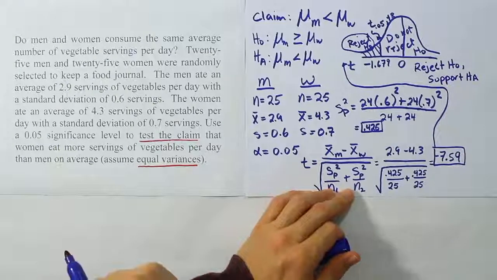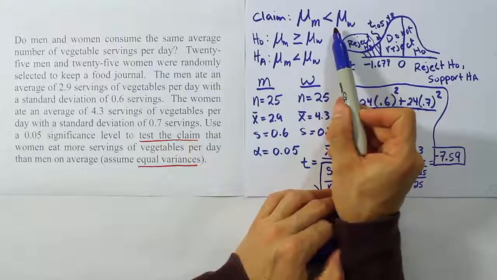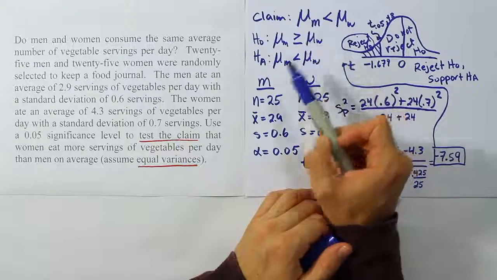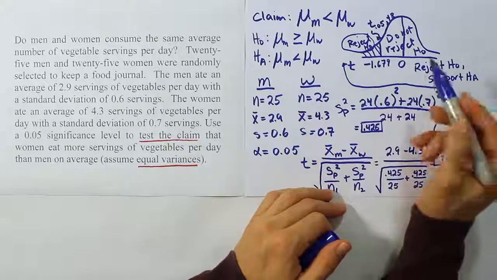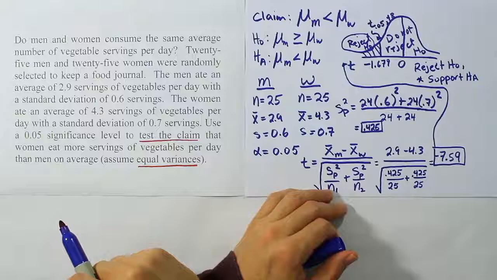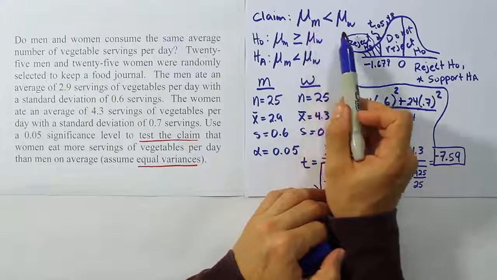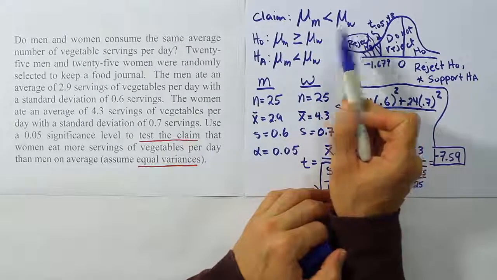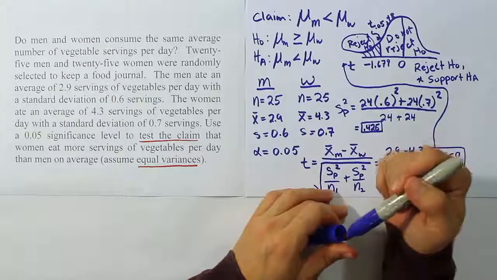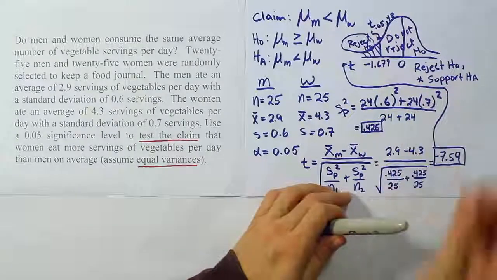All right, and now all we have to do is figure out the wording that we should use. We're going to look over here at our claim and identify whether it's HO or HA. Because it has the less than symbol, it is HA, and because it's HA, we're going to use this phrase here. We're going to say that the sample data support the claim. And so that's our final answer. We support the claim that men consume less servings of vegetables per day than women, or that women consume more than men. So remember, the sample data says that we support the claim is our final answer.